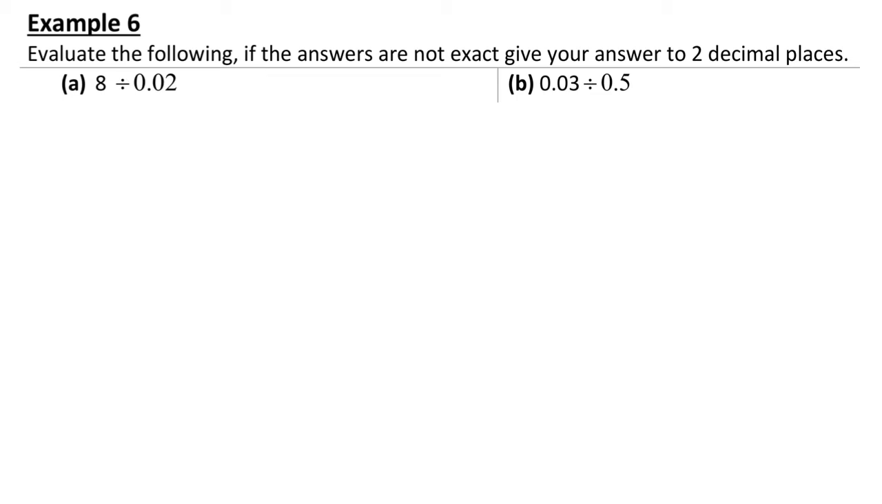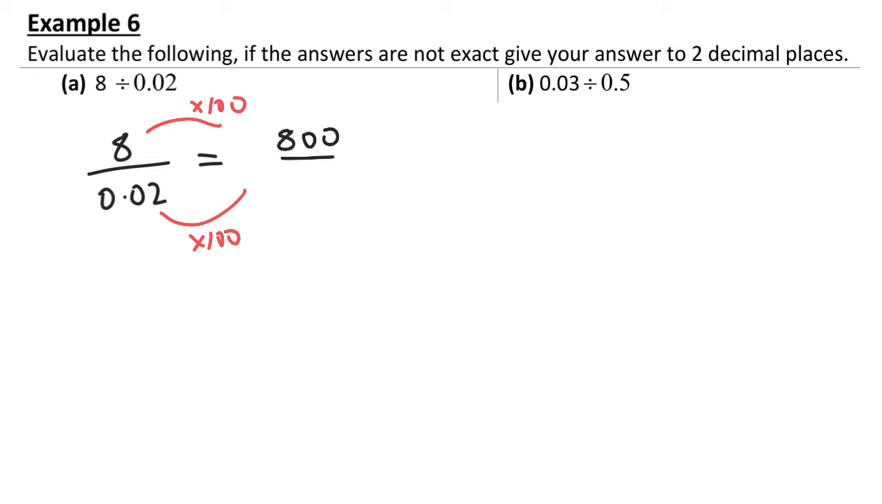Example 6, evaluate the following. If the answers are not exact, give your answer to 2 decimal places. So the first thing we need to do then is write this as a fraction. So 8 divided by 0.02. Now to get 0.02 into a whole number, we need to multiply the bottom by 100. So we're moving the decimal place twice. If we multiply the bottom number by 100, we need to also multiply the top number by 100. And what we're left with is 800 over 2.